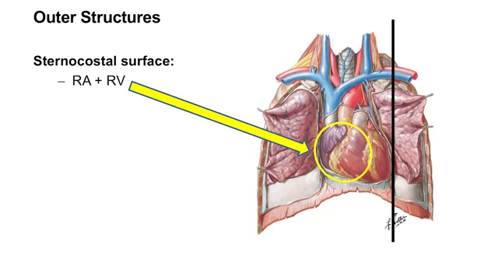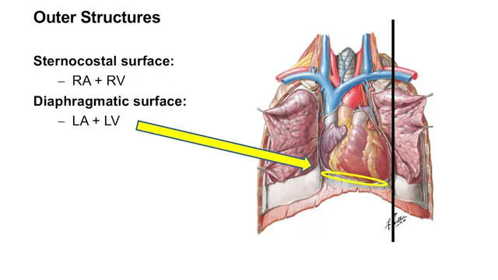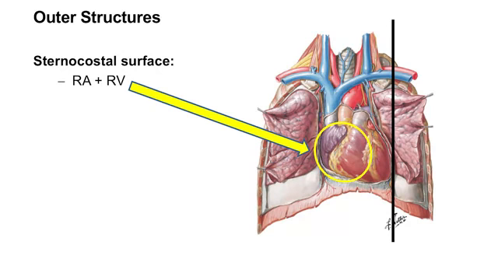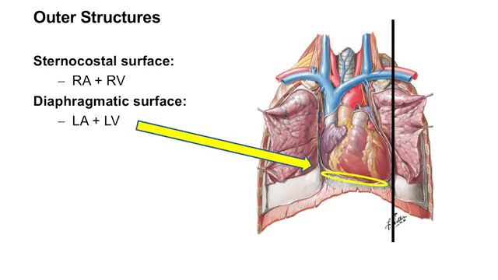The outer structures of the heart are divided into the sternocostal surface and the diaphragmatic surface. The sternocostal surface consists of the right atrium and the right ventricle, and to a small part it is constituted of the left atrium and the left ventricle. It is directed anteriorly and upwards. The diaphragmatic surface consists of the ventricles, mostly of the left. It points downwards towards the diaphragm and posteriorly.